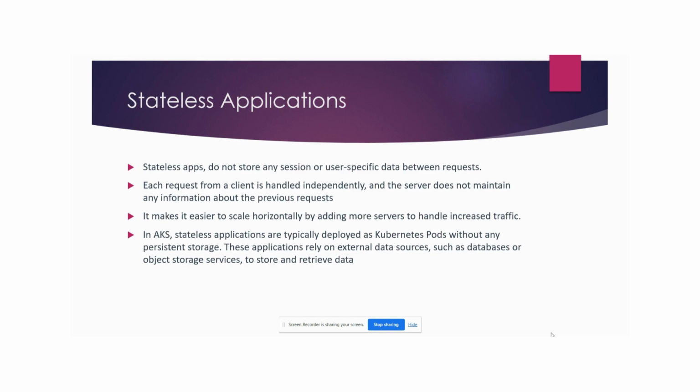But on the other hand, it makes it easier to scale horizontally by adding more servers to handle increased traffic. So it is very easy to scale because it does not contain any related resources. In AKS, stateless applications are typically deployed as Kubernetes pods without any persistent storage. These applications rely on external data sources. You can add other data sources to your stateless applications, but for the long term, it is not recommended, because it may result in the loss of data.